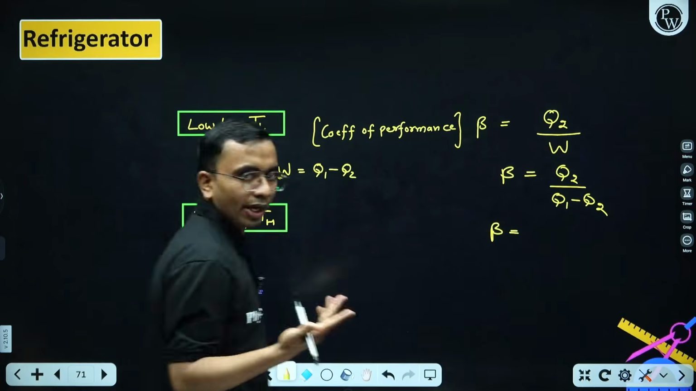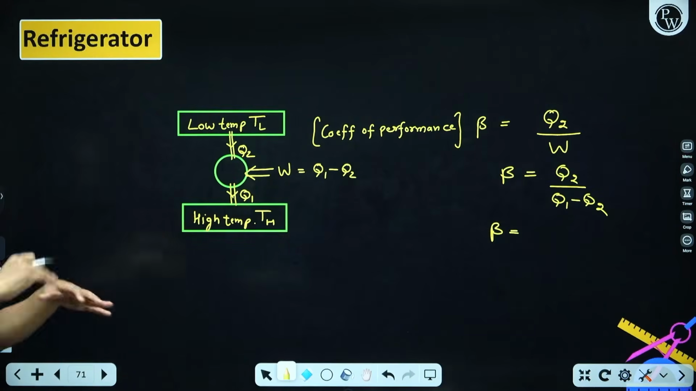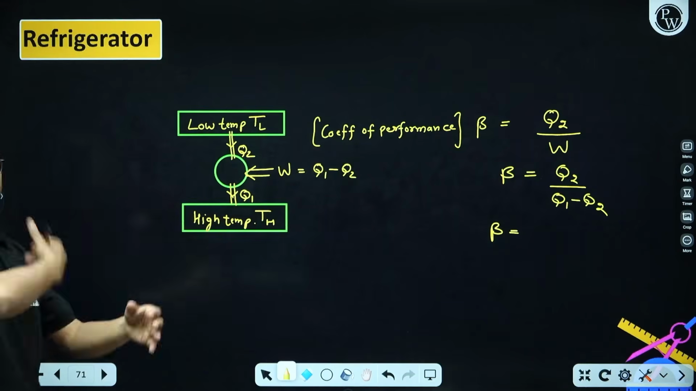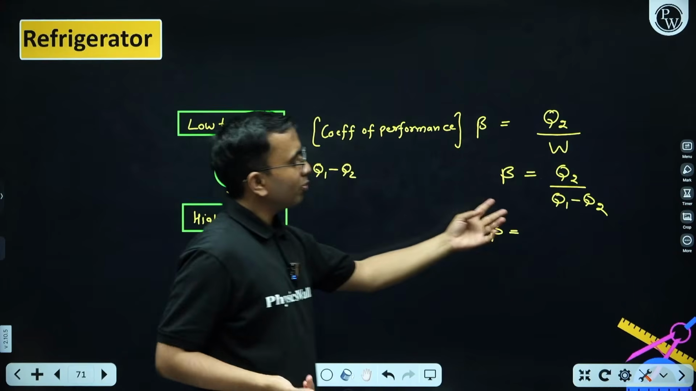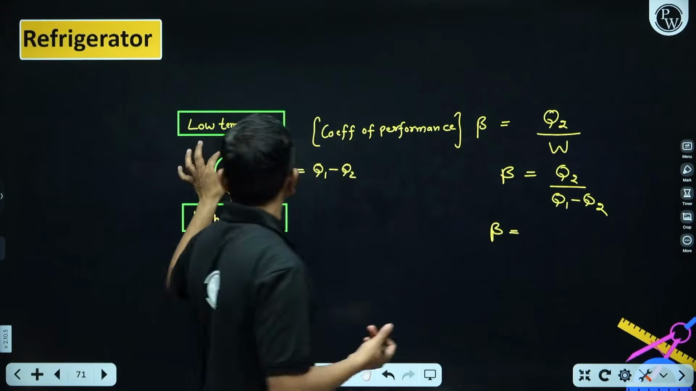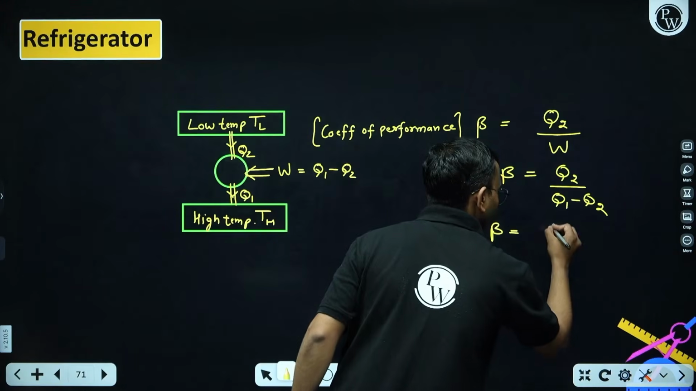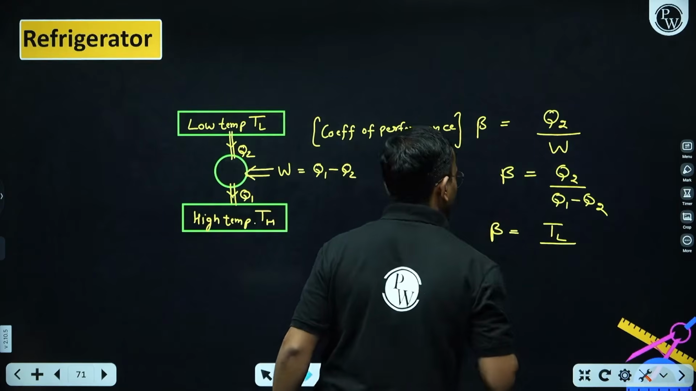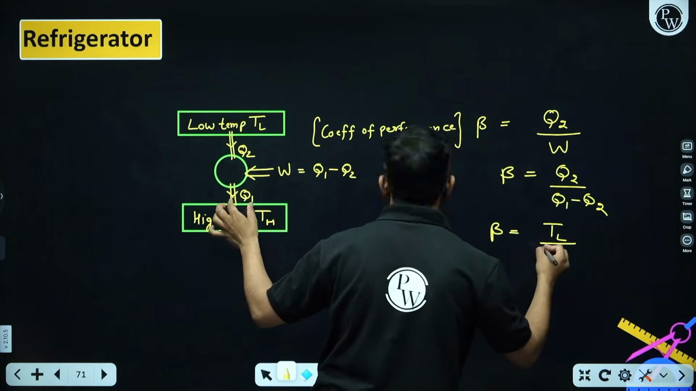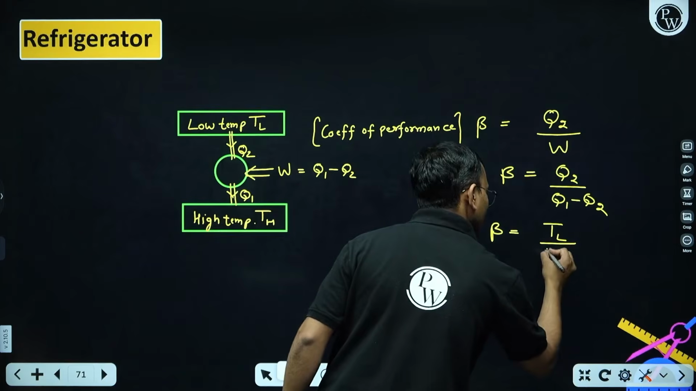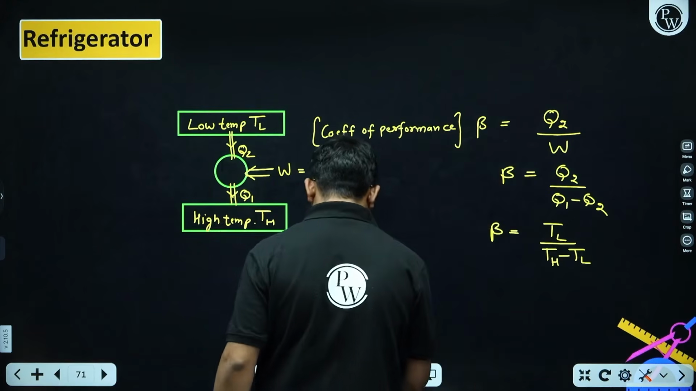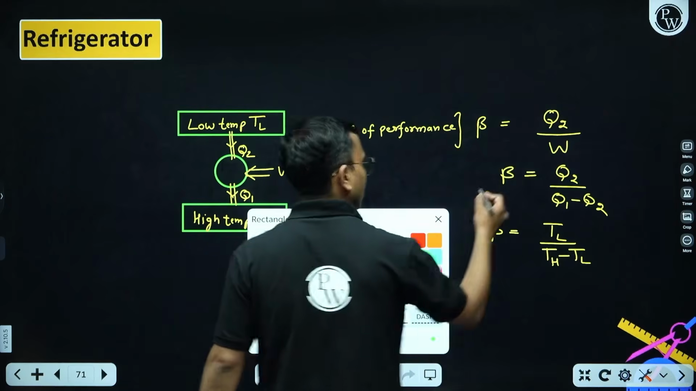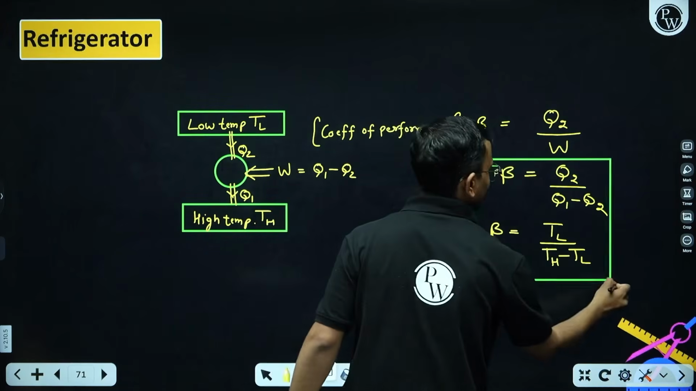Proportional to temperature, as I mentioned previously. This is Carnot, but reversed Carnot. So here Q1 and Q2 will be proportional to T1 and T2. So Q2 is at lower temperature, so T low divided by, this is Q1, so T high minus T low. You can remember both of these things.